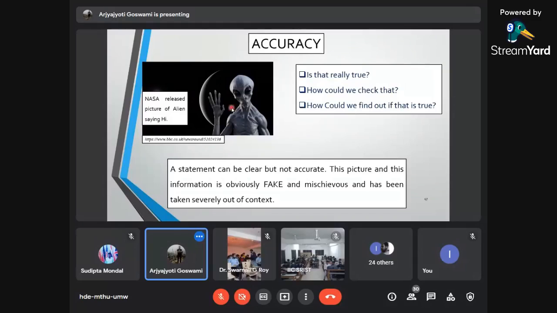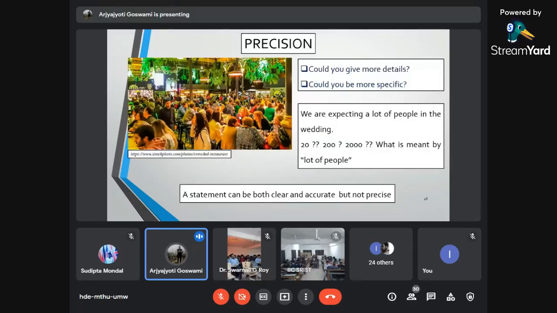Just because a person is giving you this image, giving you this reference, does not mean that this image is true. Okay. So just because something is clear does not mean it is accurate. Thirdly, precision. Just because something is clear and accurate does not mean it is precise.